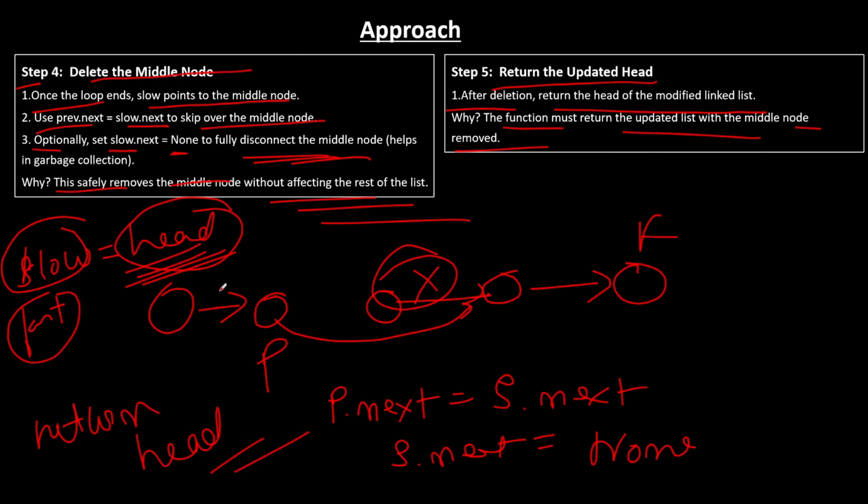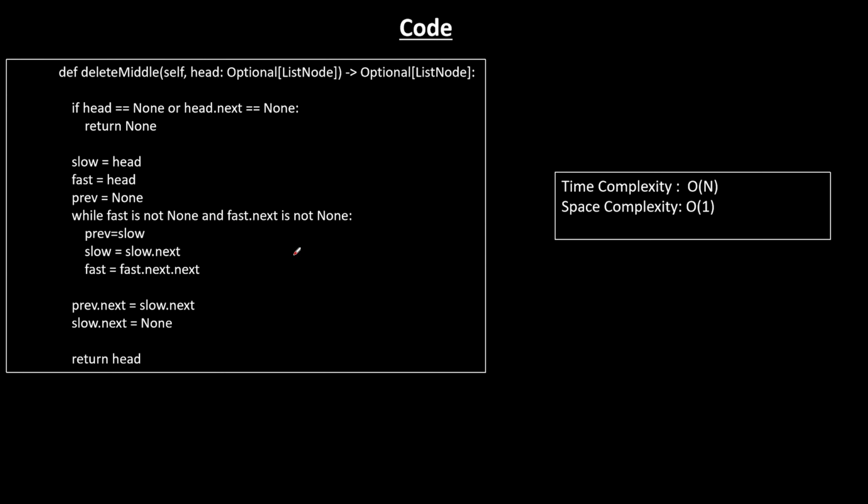Fine. So I hope you understood the approach explanation. Now let's move to the next slide. The code is the exact copy of the approach discussed. Now let's understand it line by line. So as I said, if head is null or if head.next is null, we will return null because a middle node is not possible there.